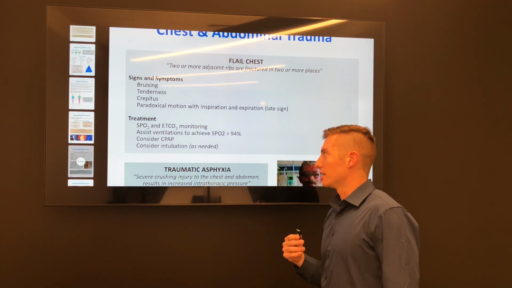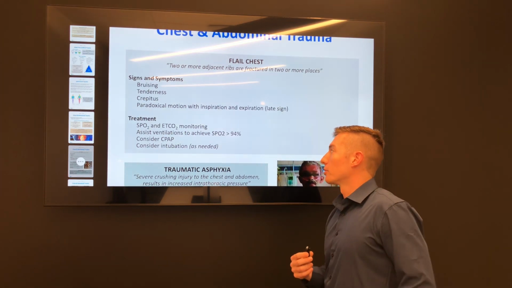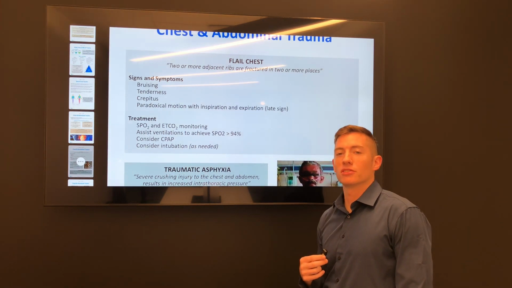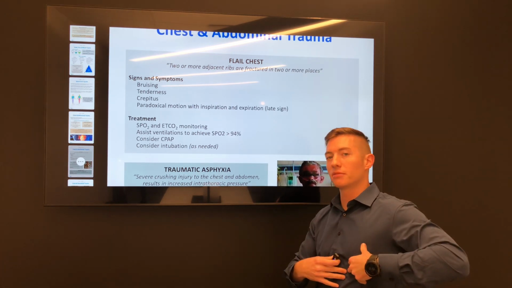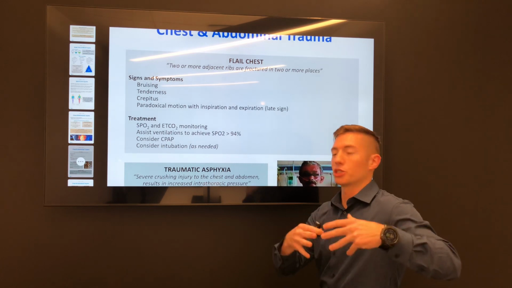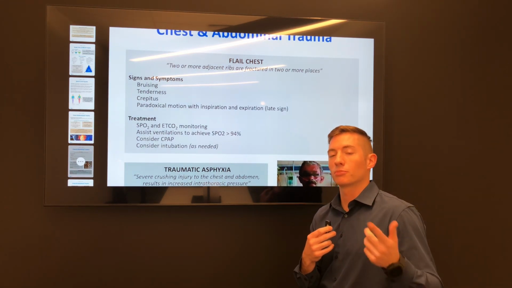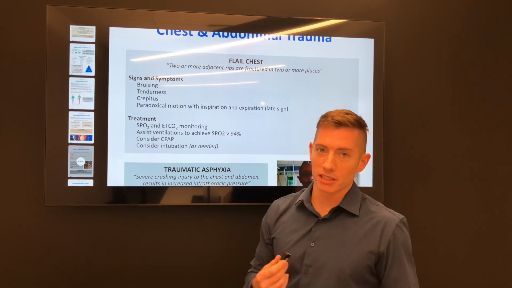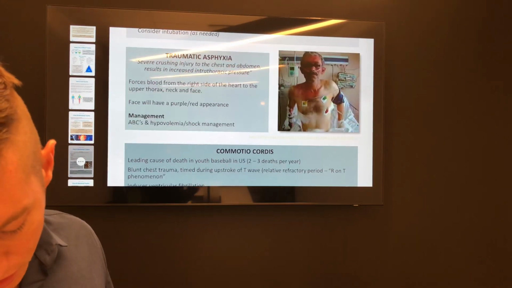Treatment: SpO2 and ET carbon dioxide monitoring. We're going to assist ventilations to achieve SpO2 over 94%. So we're going to create a positive pressure system that's going to push, even though the chest wants to breathe the opposite direction, we're going to push it to go the other way. Consider CPAP, because that does the same thing, continuous positive airway pressure. Consider intubation as needed. If they're not breathing, we're going to end up taking their airway if they go unconscious.